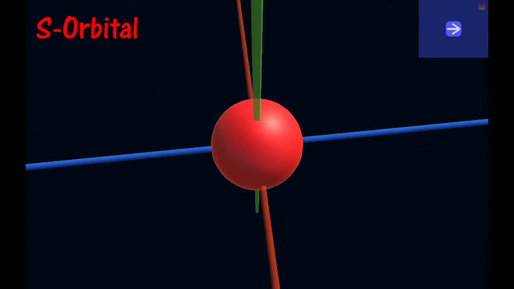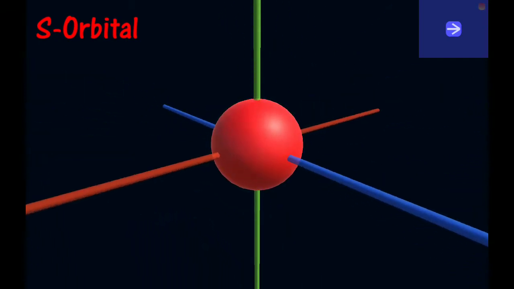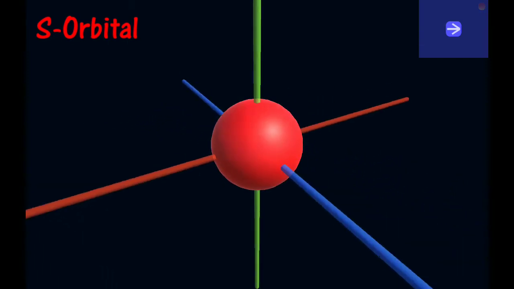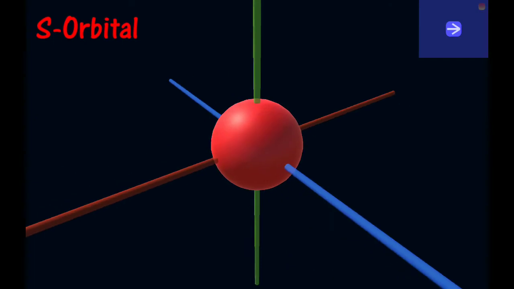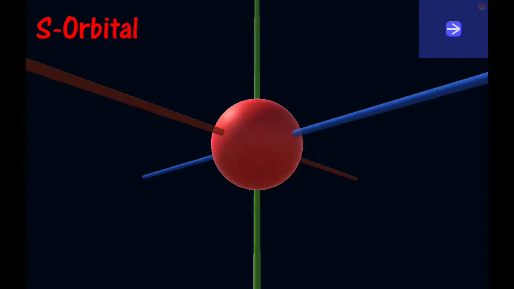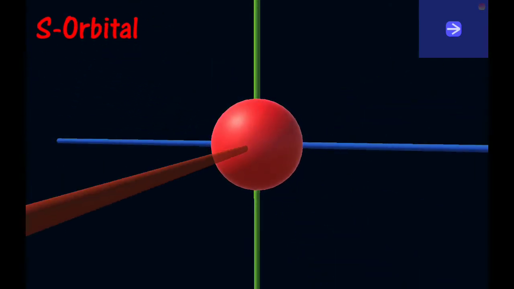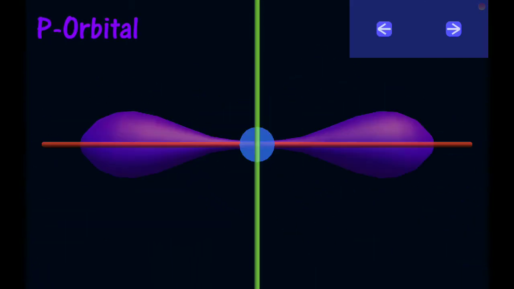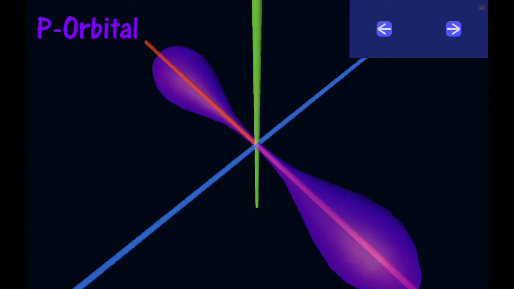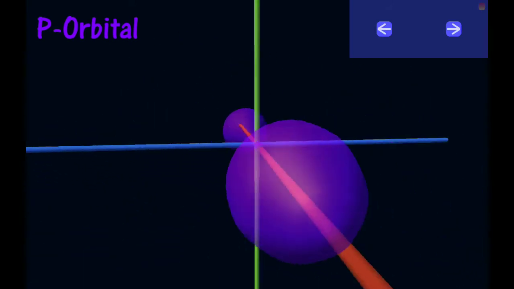This is non-directional. You can see there are 3 axes: the x-axis, y-axis and the z-axis. Now the s orbital is perfectly spherical. It is completely non-directional and there are no nodes. Absolutely, there are 0 nodes. Now let's check the p orbital. The p orbital in general looks like this.